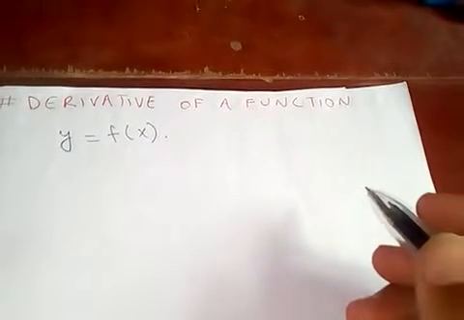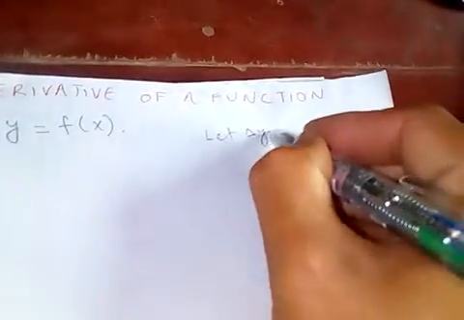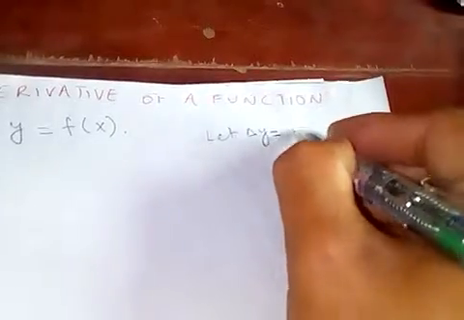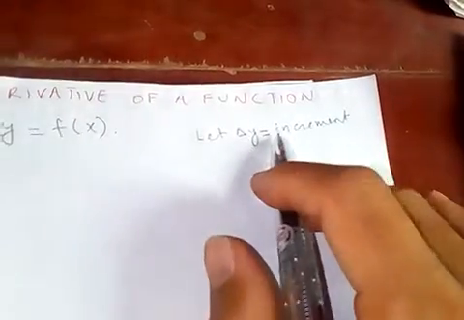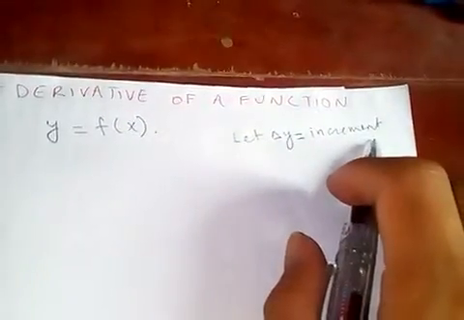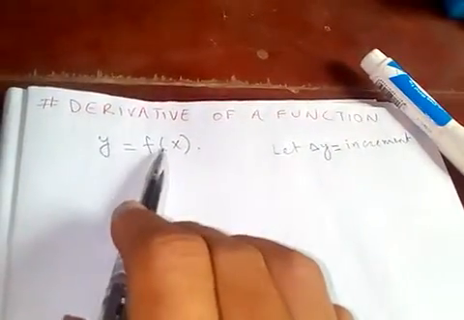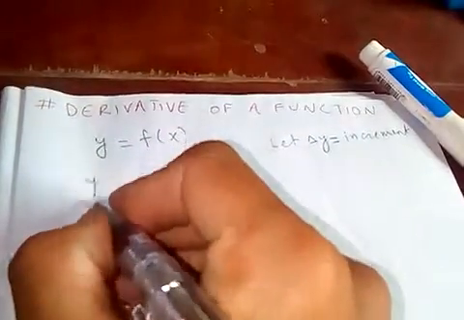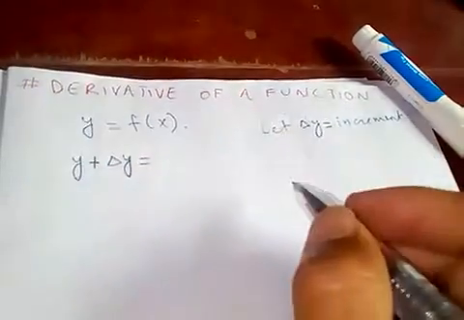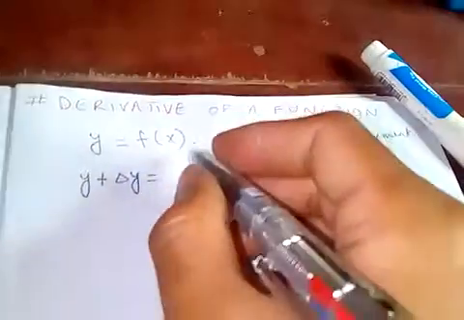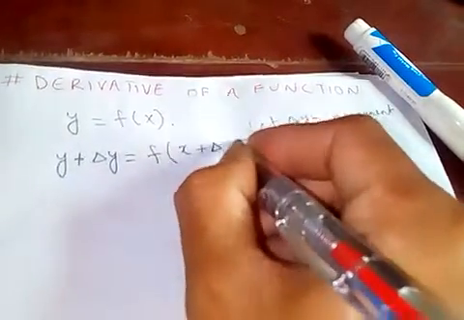So let delta y be the increment. Increment means increase or decrease in the value of y. So let's say y increases to some value, an increment delta y. That means there will also be a small change in x, delta x.